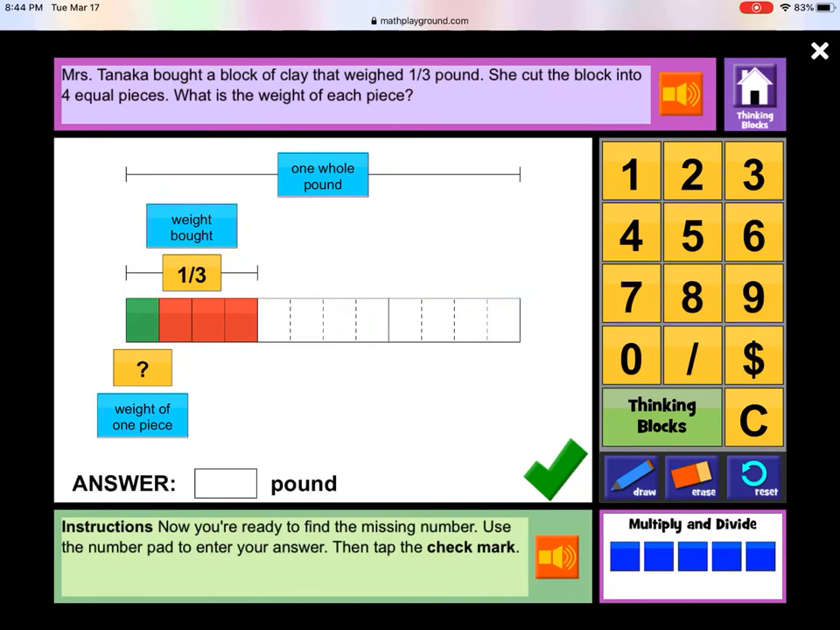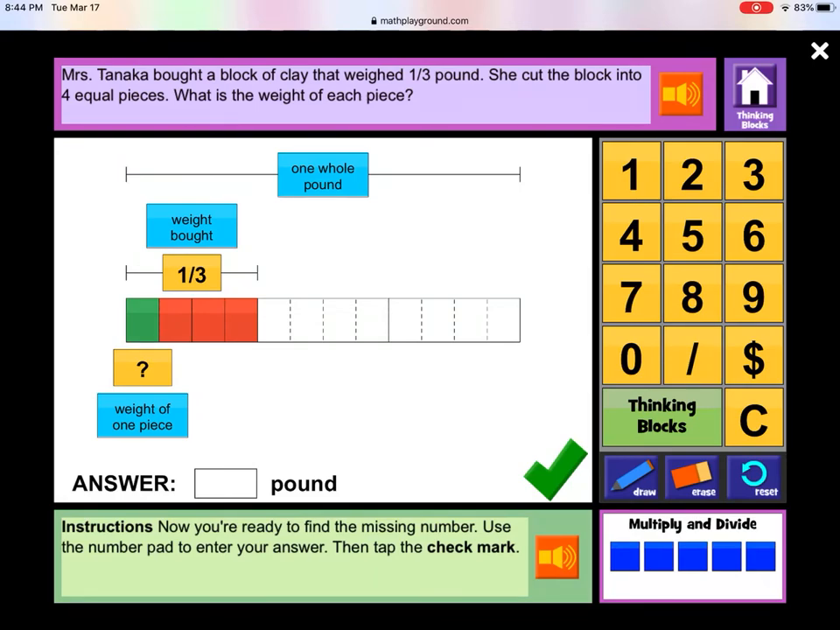Notice that the new whole, our orange section that was 1/3 of a pound, we broke into 4 pieces. The program has filled in the entire whole pound to have equal size pieces. So each of those 1/3 pounds got broken into 4 pieces. If we were to count, we would see that we have 12 little individual pieces there. Our green box is 1/12 of the whole pound.